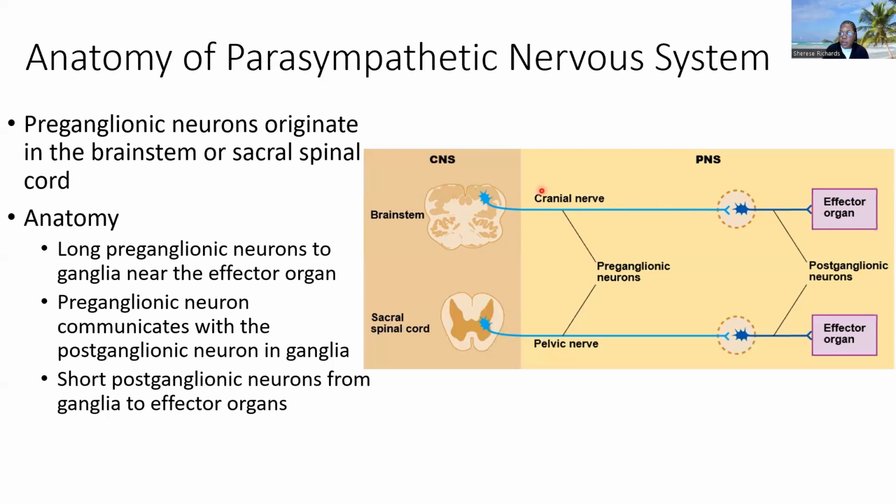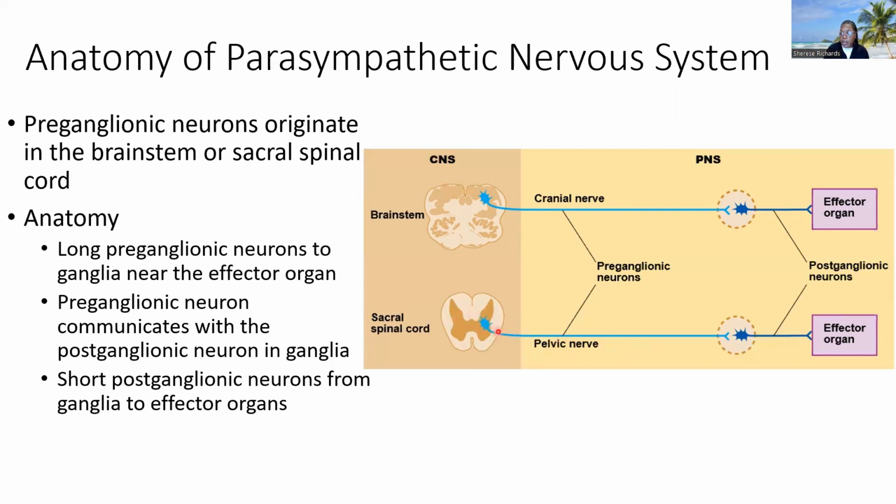All right, and that's going to be true for the brainstem, where we have the cranial nerves 3, 7, 9, and 10, as well as the sacral spinal cord, where we have S2, S3, S4, giving rise to the pelvic nerves. So the pelvic nerves will do the same thing.